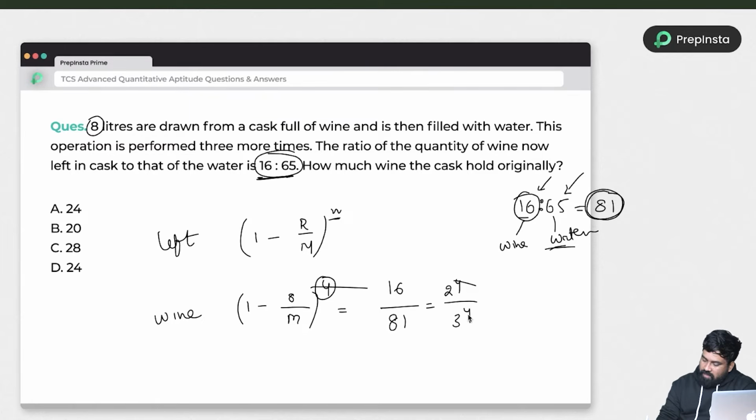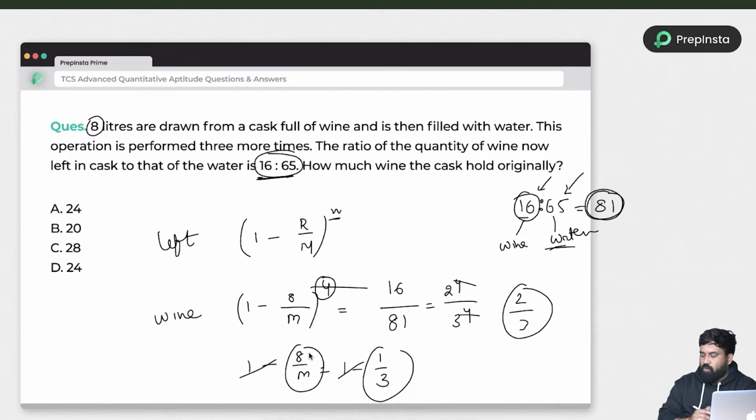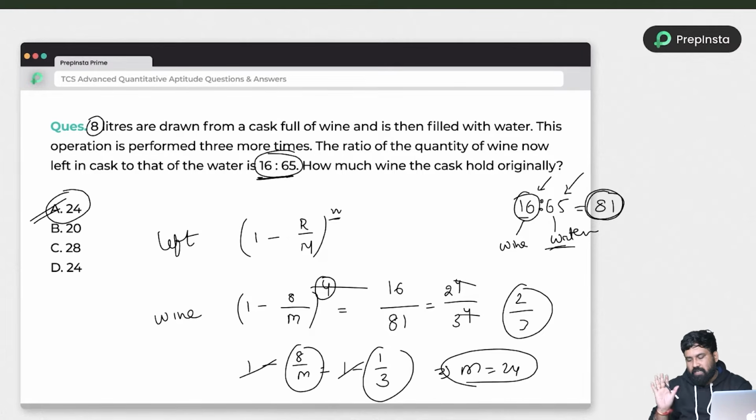So 4 will cancel. So 1 minus 8 by m is equal to 2 by 3, right? And 2 by 3 I will write as 1 minus 1 by 3. So all these will get cancelled. 8 by m is equal to 1 by 3, that is m is equal to 24. So the answer is completed. Option A is the correct answer.